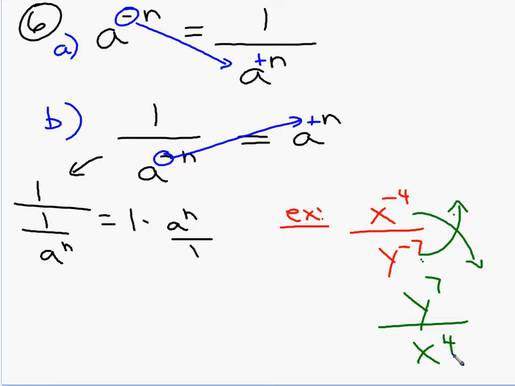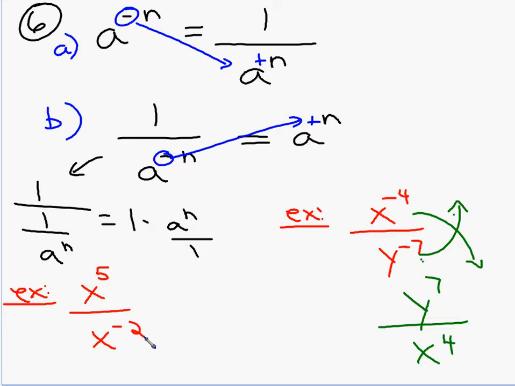Now, where people kind of get messed up is something like this. What if I had x to the positive 5th all over x to the negative 2nd? Something like that.